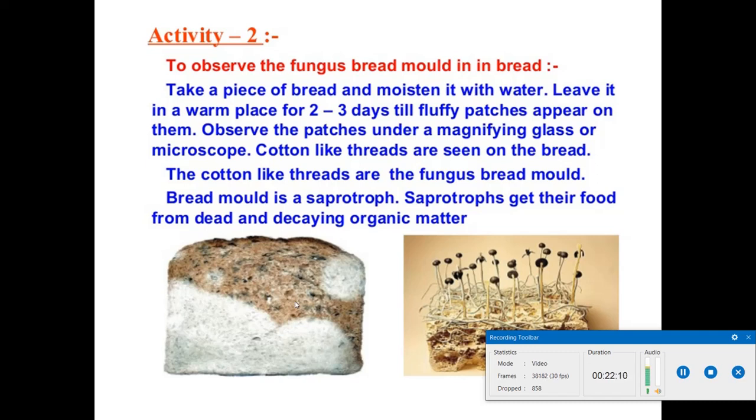So this bread mold is an organism, a saprotroph, that is obtaining the nutrients from the bread. So saprotrophs get their food from dead and decaying organic matter. Through this activity, you can learn how saprotrophs get their food from dead and decaying organic matter.